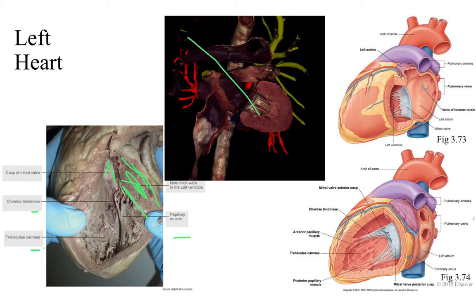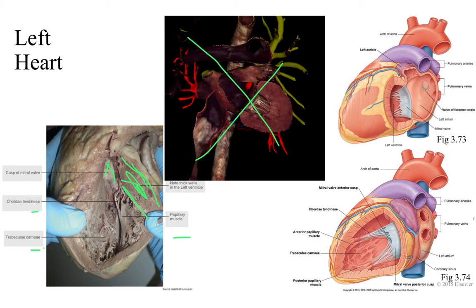This right here is a picture from your Anatomage table that I took last summer, and it's not a very good picture, so go ahead and ignore that for now. We'll see better images once we get into the lab and look at the heart.